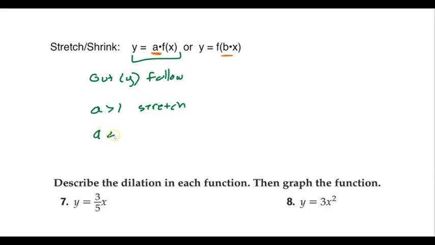If a is less than 1, but bigger than 0, I don't really care about the sign. If I see like a -3, that means it's on flip. It doesn't do anything else to me. If it's a 3, it's a stretch. If it's a -3, it's a stretch with a flip. We only care about positive values. So it's a shrink.